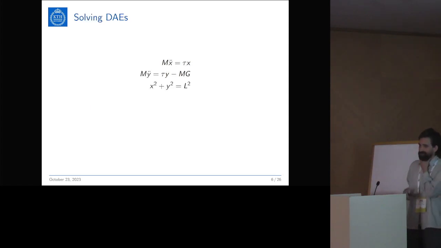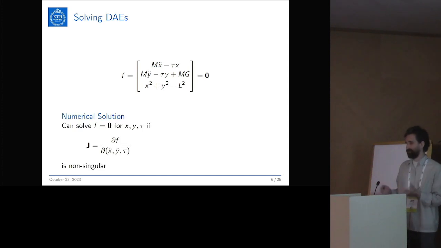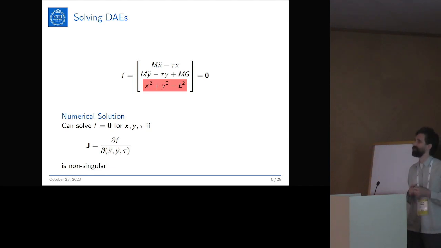So solving DAEs: if we take this DAE and rewrite it into a residual form, we just move everything to the left-hand side and write it in vector notation. We can pass this DAE into an off-the-shelf numerical solver given that the Jacobian of the residual function with respect to the time-dependent variables at the highest derivative order is non-singular. And in this case, this is clearly not true because none of these appears in the last expression here.